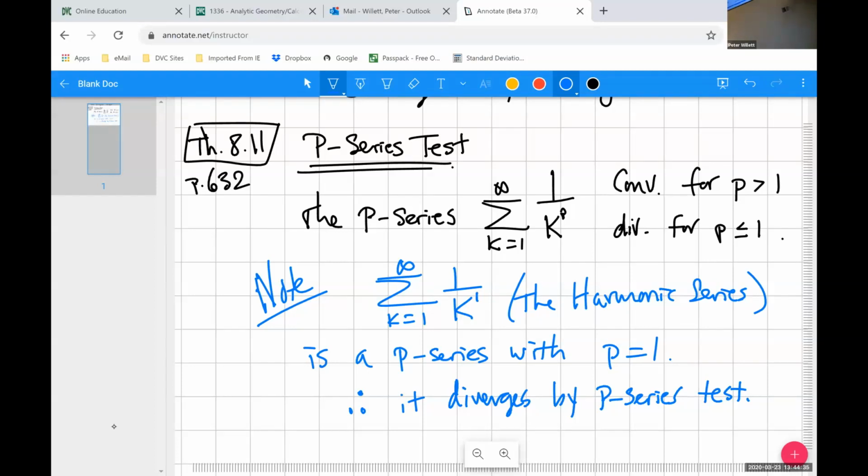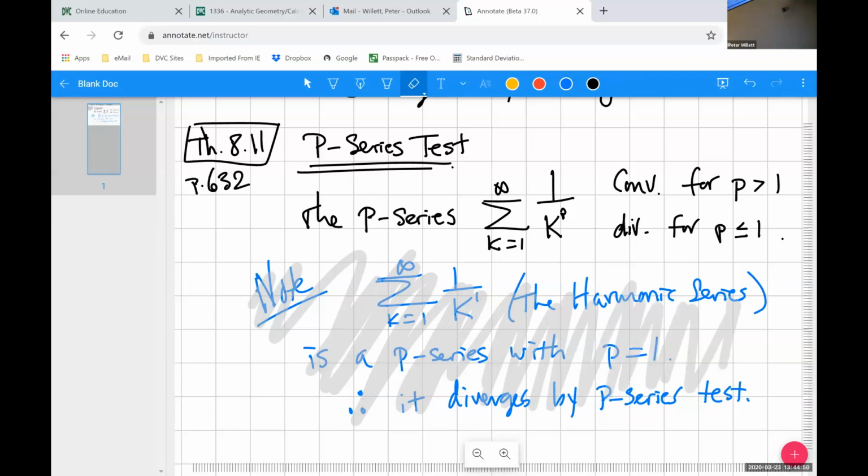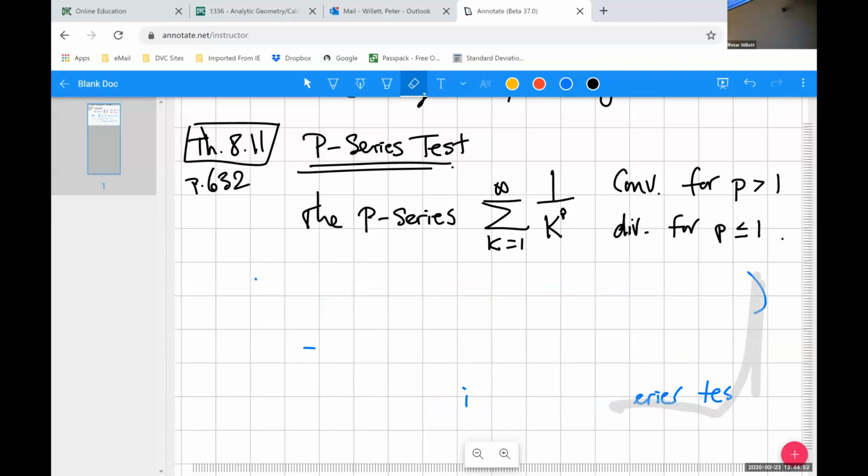So we already know the harmonic series diverges, but this is another way you can see that it fits as a P series and that we can confirm that with the P series test. And we keep looking at the harmonic series because it is a borderline case. It's right on the edge. So that's why we want to think about that.